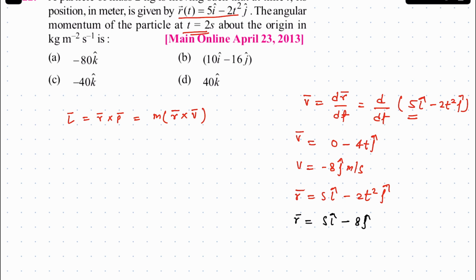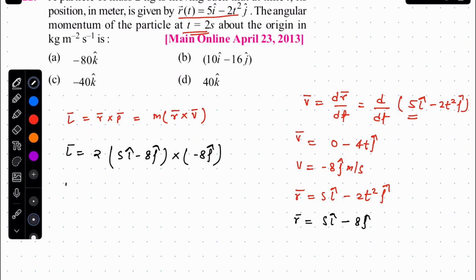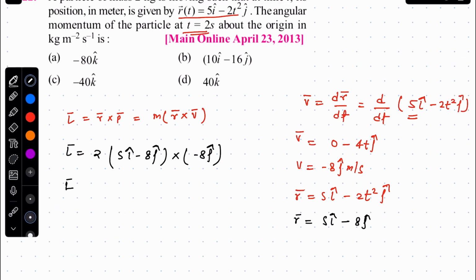Okay, so if you substitute here, angular momentum is going to be 2, times the r vector, which we have calculated as 5i minus 8j, and the velocity vector is minus 8j. So we need to do the cross product. We know that j cross j becomes 0. So L vector will become 2, and i cross j will become k, so 5 multiplied by minus 8. I am doing this cross product, and this i cross j becomes k cap.